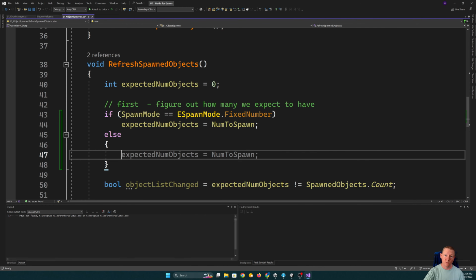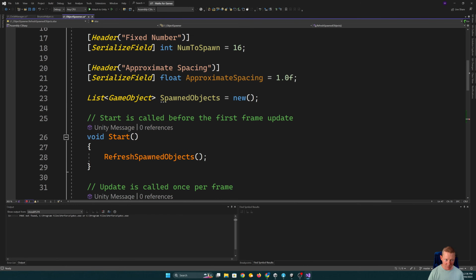Now, we've got a circle. If we want to have things spaced at a set amount on that circle, we need to know the length of the outside of that circle, something that's known as the circumference of the circle. So what I would do is first figure out the circumference. And for that, I need to know the radius of the circle, which I don't have here as an option yet.